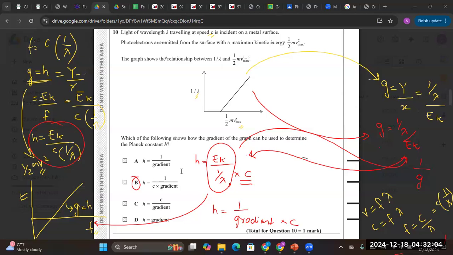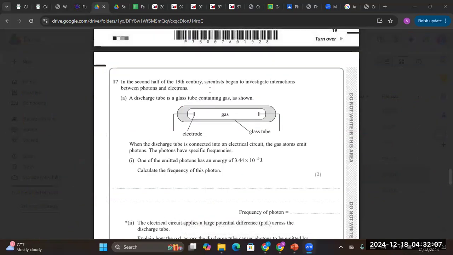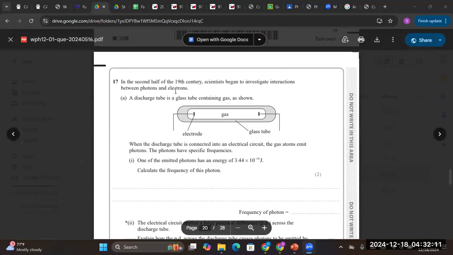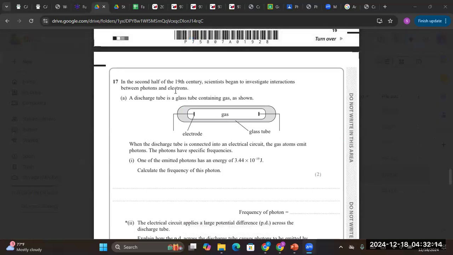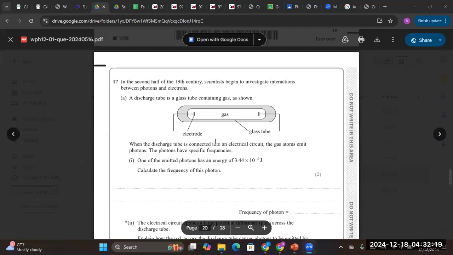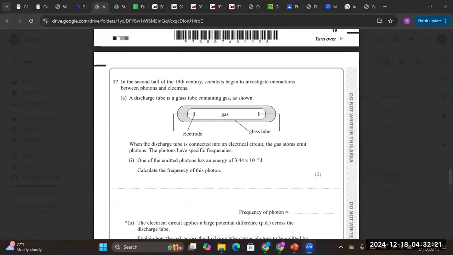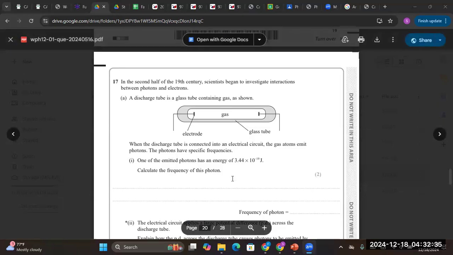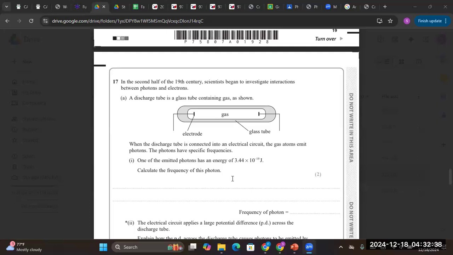Okay. In the second half of the 19th century, scientists began to investigate interactions between photons and electrons. A discharge tube is a glass tube containing gas as shown. When the discharge tube is connected into an electrical circuit, the gas atoms emit photons. The photons have specific frequency. One of the emitted photons has an energy of 3.44 times 10 raised to the power of negative 19. Calculate the frequency of this photon.